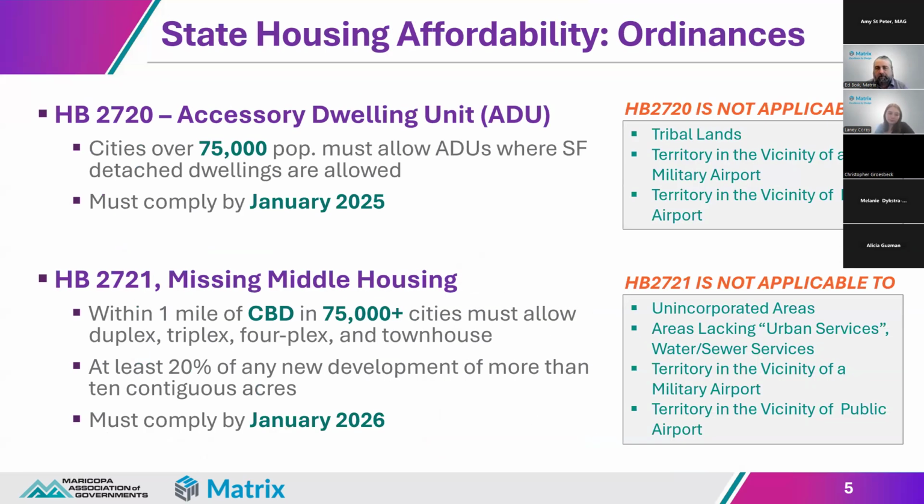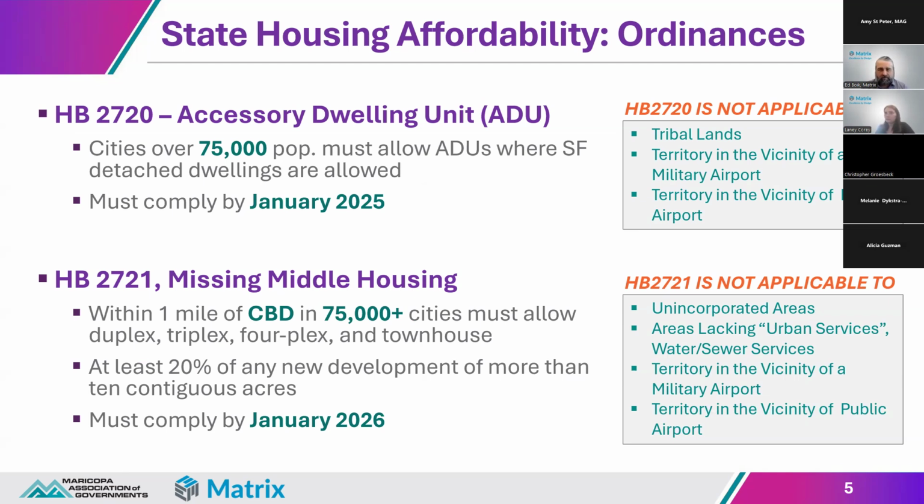So let's walk through this really quick and give you a little background about each of the bills that is most impactful to why we have to look at our ordinances. Both of them are directed at creating additional housing with the purpose of creating affordability. House Bill 2720 is an accessory dwelling unit requirement, and it affects all those cities that have 75,000 people or more. They must allow ADUs in all the districts where single family detached dwellings are allowed, and that has to be incorporated into those regulations by January 2025.